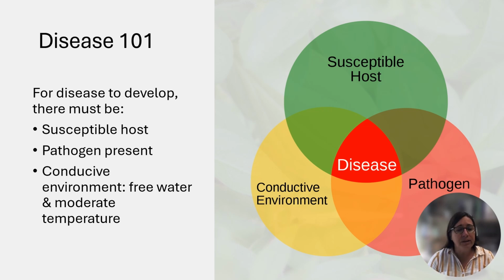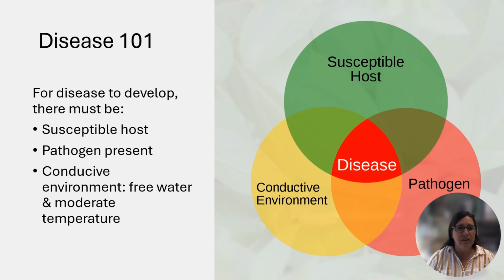And the third component for disease to develop is a conducive environment. So in short, that means we need free water. That means any available water from irrigation to rain to humidity to dew or fog. And we also need moderate temperatures. So I like to say, if I'm comfortable, then that pathogen is comfortable.